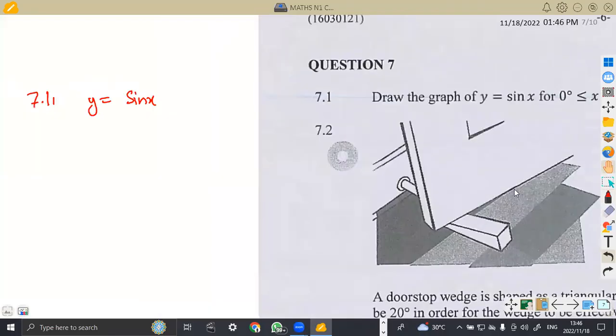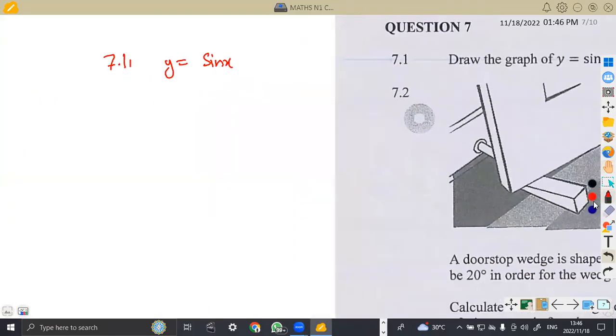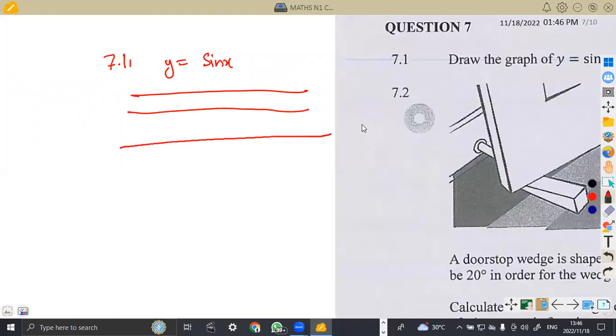Okay, so as we know from this graph, we are going to have a table of values that we are going to use. Let's see, we are going to have this x and y here. I've got 0 degrees, 90 degrees, and 180 degrees.